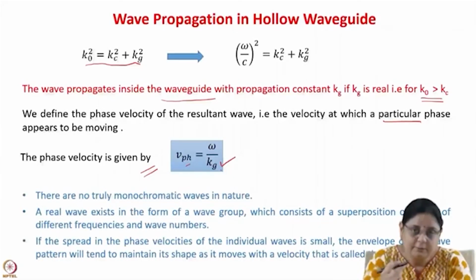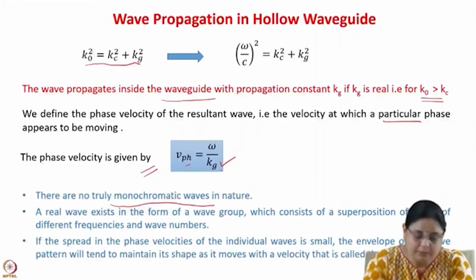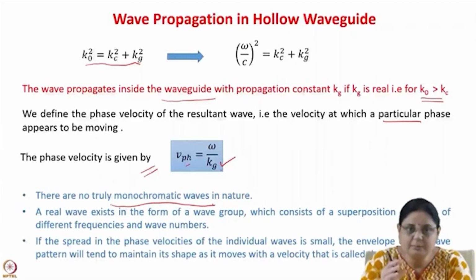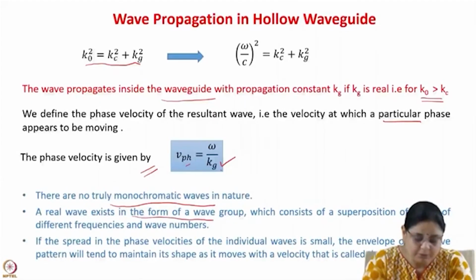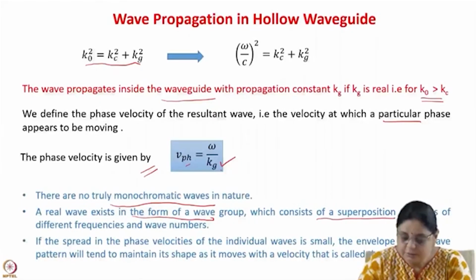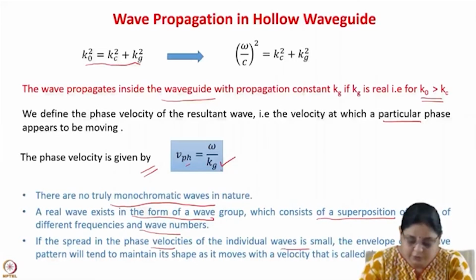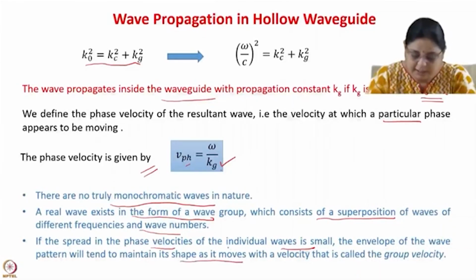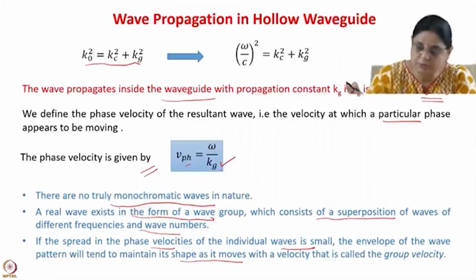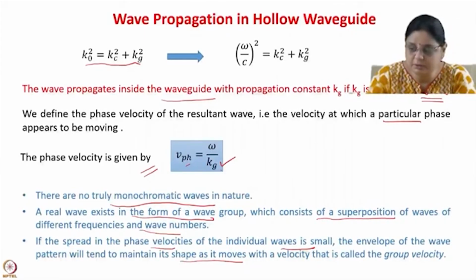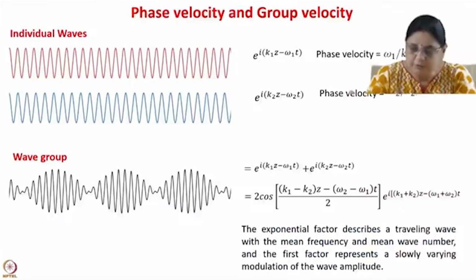Now in real life, there are no truly monochromatic waves in nature. There is some variation in the frequency of the waves propagating in nature. So a real wave exists in the form of a wave group, which consists of a superposition of waves of different frequencies and wave numbers. If the spread in the phase velocities of individual waves is small, the envelope of the wave pattern will tend to maintain its shape as it moves with a velocity which is called the group velocity. So let us see what the phase velocity and group velocity are for a group of waves.